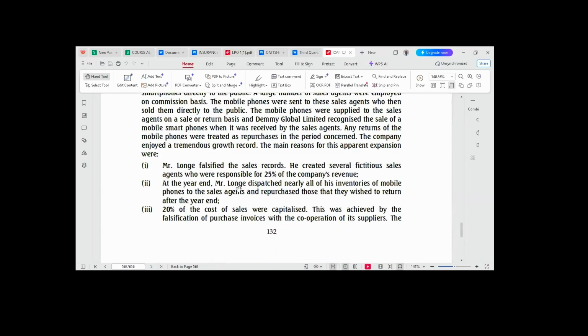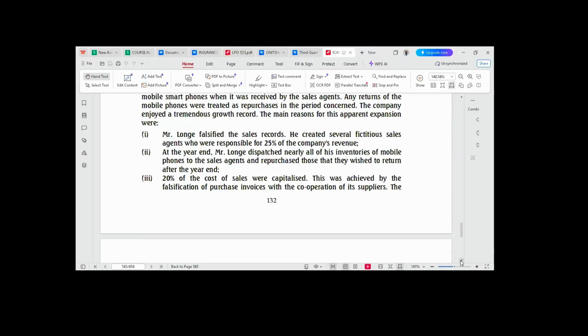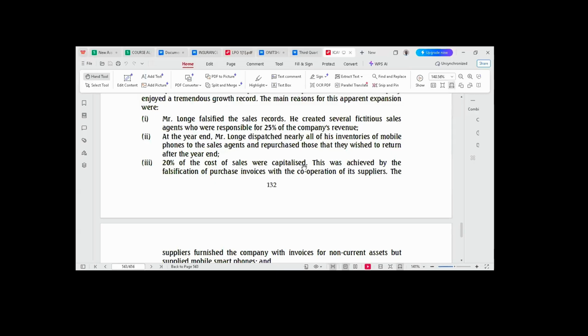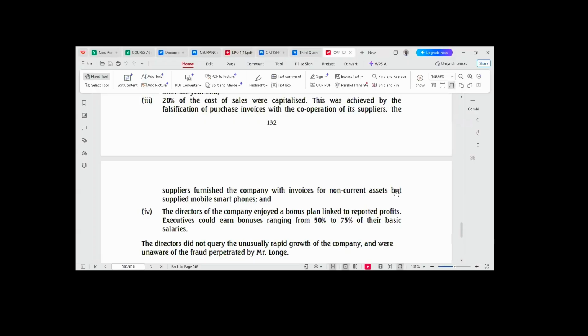Number 2, at the year end, Mr. Lunge dispatched nearly all his inventory of mobile phones to the sales agents and repurchased those that they wished to return after the year end. Number 3, 20% of the cost of sales were capitalized. This was achieved by falsification of purchase invoices with the cooperation of the supplier. 20% of the cost of sales were what? Capitalized, which were achieved by falsification of purchase invoices with the cooperation of the supplier. Supplier furnished the company with invoices of non-current assets, but supply mobile smartphones.